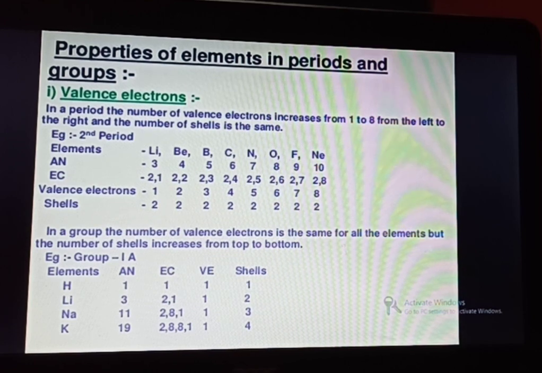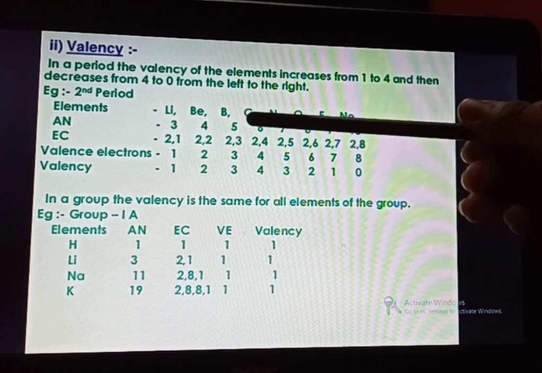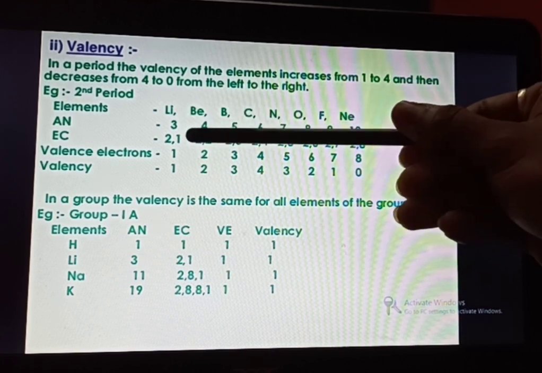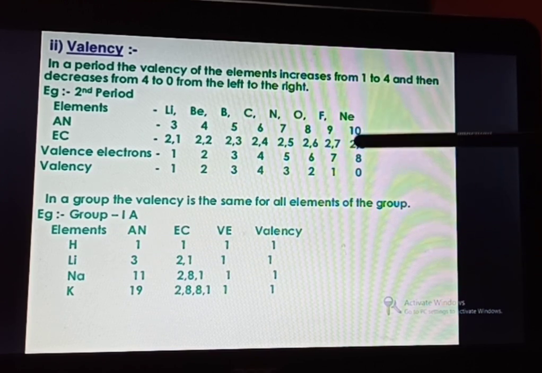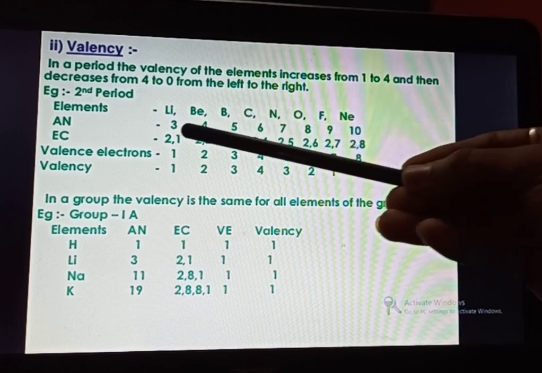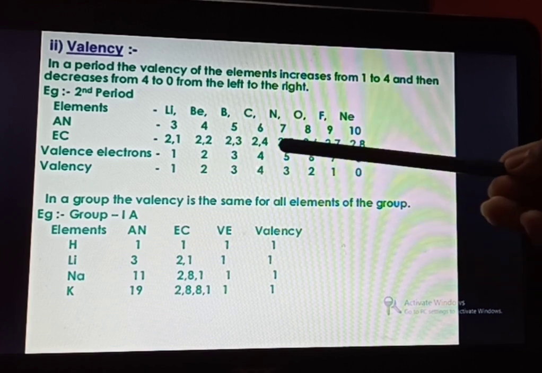If we move from top to bottom, then the number of shells increases in a group, but the valence electron remains the same. Now we will discuss valency. So in a period, if we move from left to right, then the valency of the element first increases to 4 and then decreases to 0. Again, I have considered second period elements: lithium, beryllium, boron, carbon, nitrogen, oxygen, fluorine, neon. These are the atomic numbers and these are the electronic configurations. Number of shells is 2. Lithium has 1 valence electron, beryllium has 2 valence electrons, like that. These are the valence electrons.